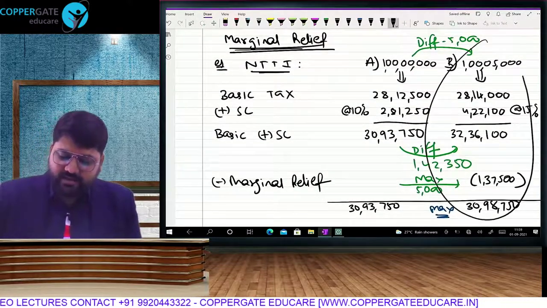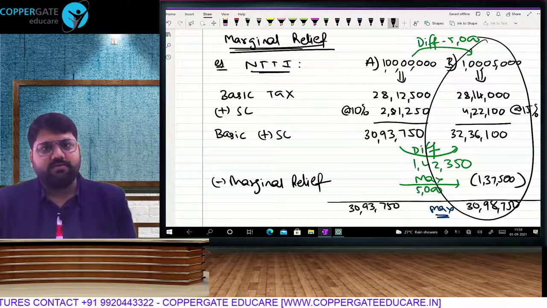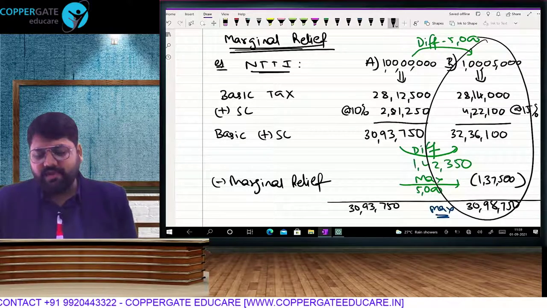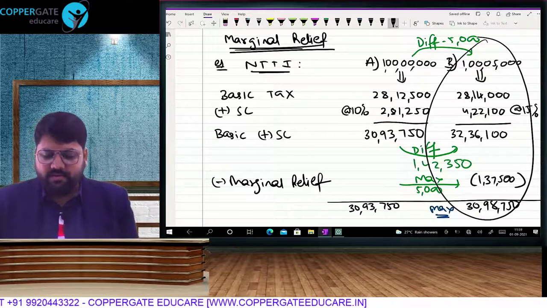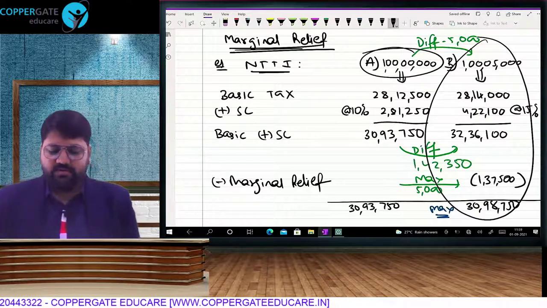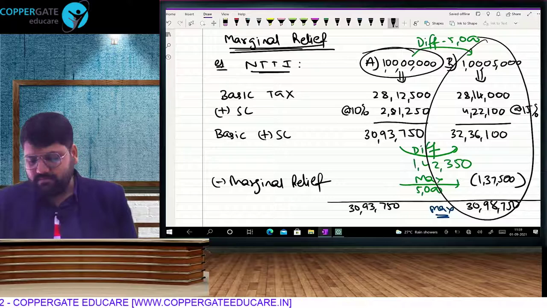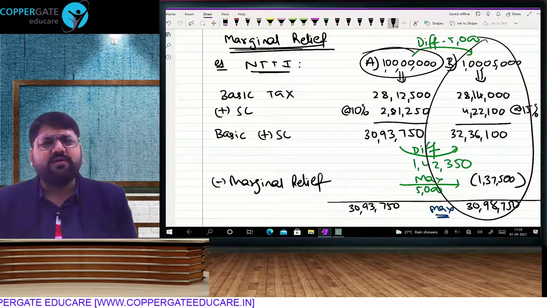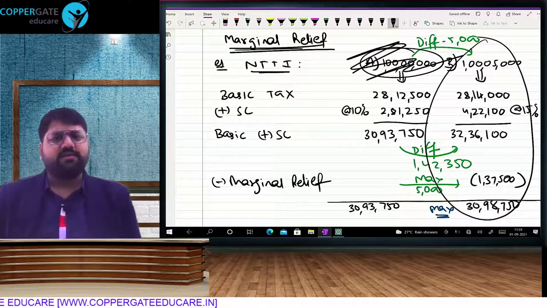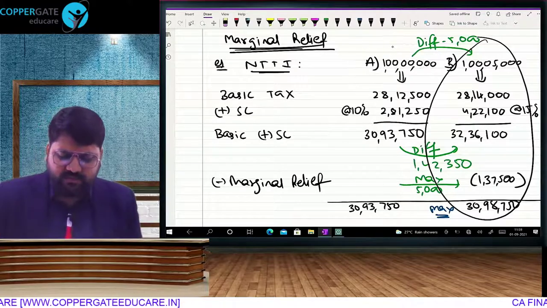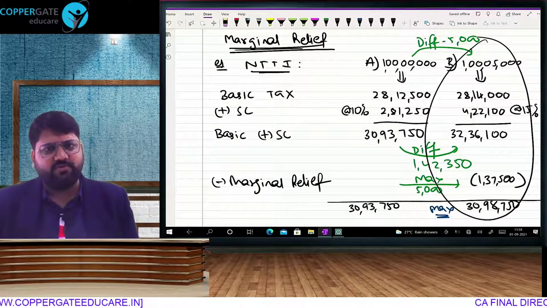I have given you marginal relief only for B. So whenever you have to calculate, you just take that amount. This is not any assessee. I am doing the calculation only for B, where income is 1 crore 5000. No problem.